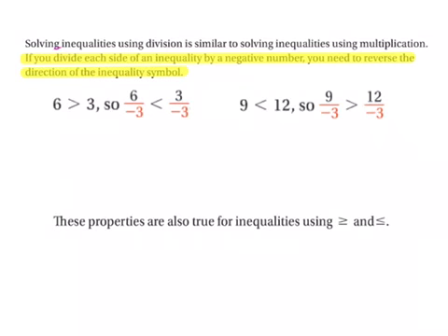All right, so here we see that solving inequalities using division is similar to solving inequalities using multiplication. If you divide each side of an inequality by a negative number, you need to reverse the direction of the inequality symbol. And so it's giving me the example right here that's saying 6 is greater than 3. So 6 divided by negative 3 is less than 3 divided by negative 3. You can see that when they divide by that negative number, this is where I always say that this is my inequality mood swing right here.